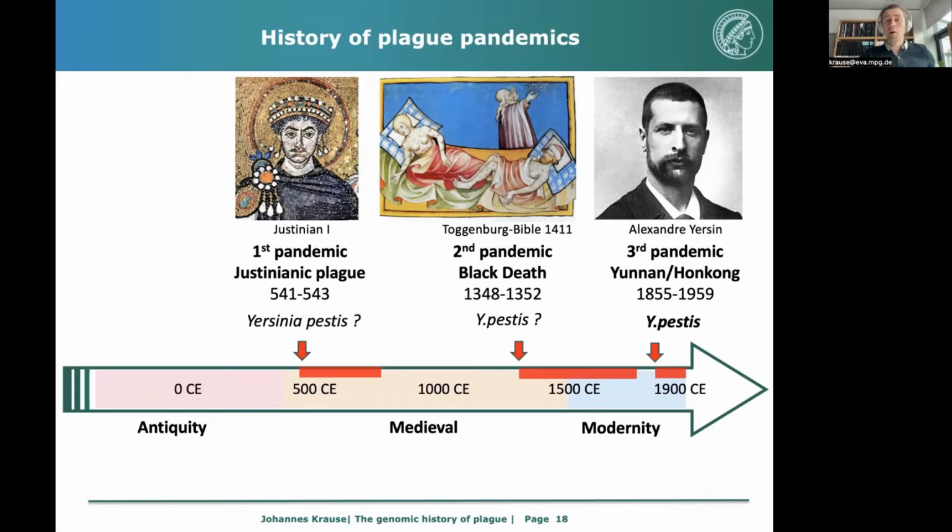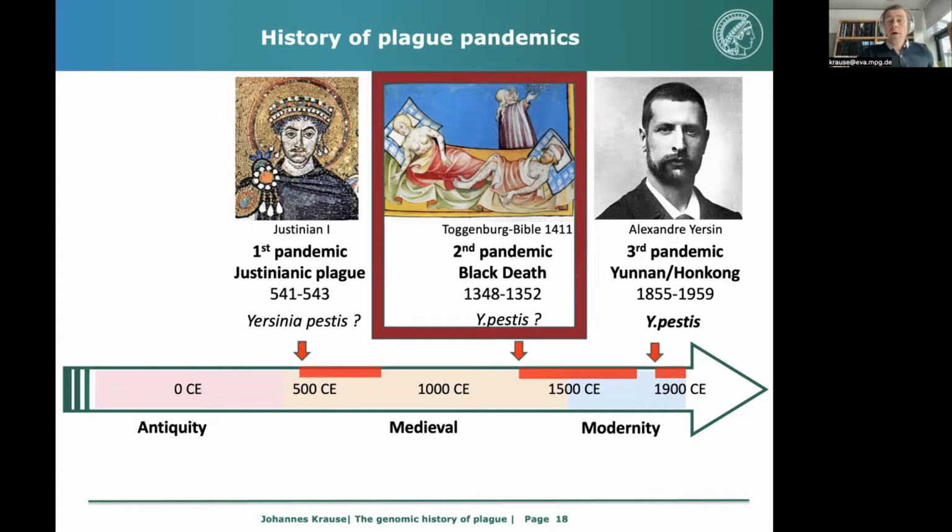At the time, Hong Kong was a major harbor, and the rats that were the main reservoir at the time were ship rats, and they were on ships and steamships, and they really then got transported to the Americas. That's why you find it in the United States today, or in South America, the Pacific, but also in places like Madagascar, for example, or East Africa.